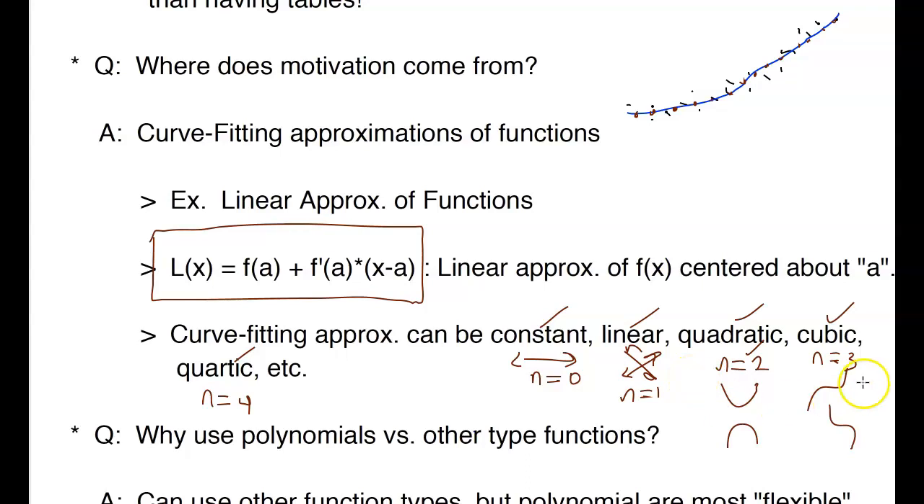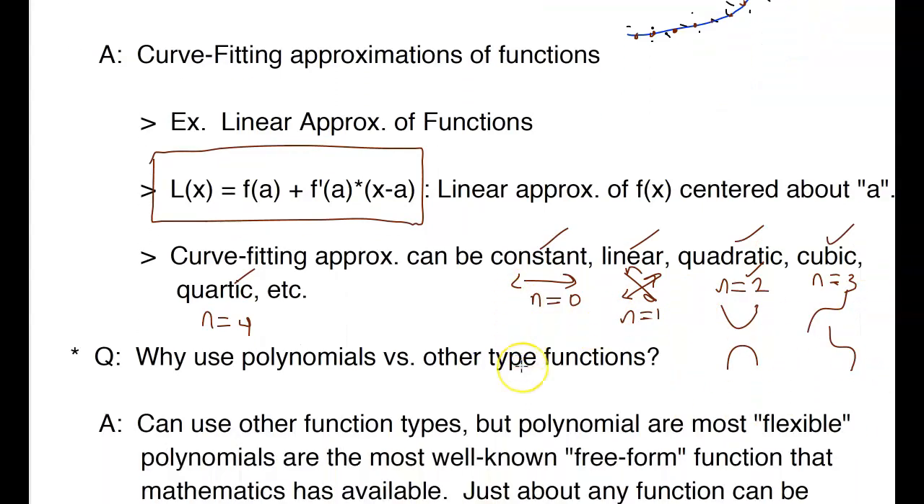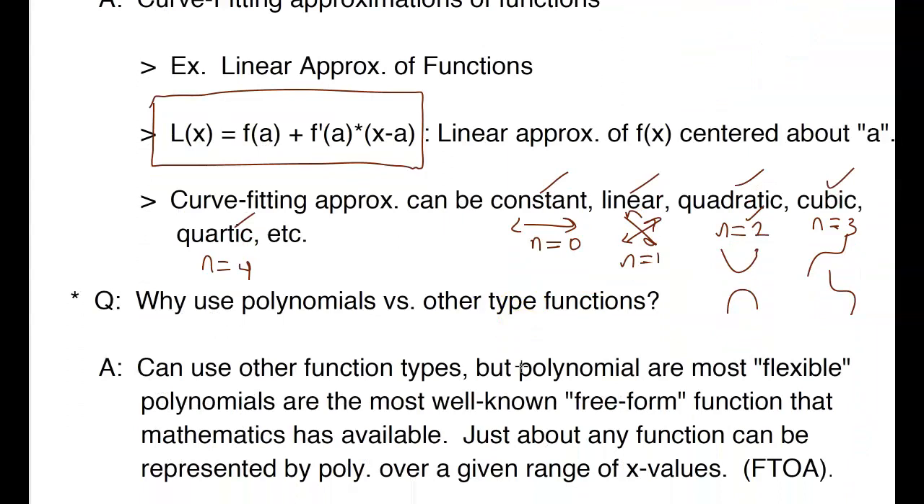So why use polynomials versus other functions? I mentioned this before. The polynomial is sort of like our free form, or as I like to call it, the Play-Doh function of mathematics. Because of that, it can actually take on the shape of any other function that we have over a range of x values.